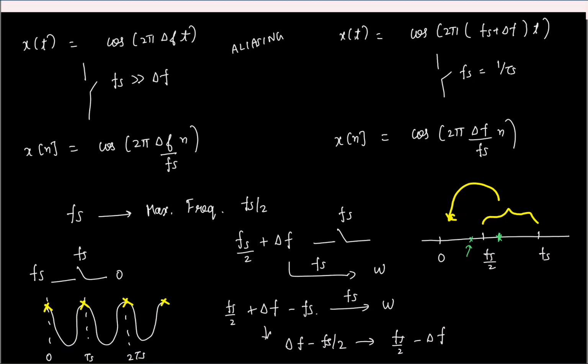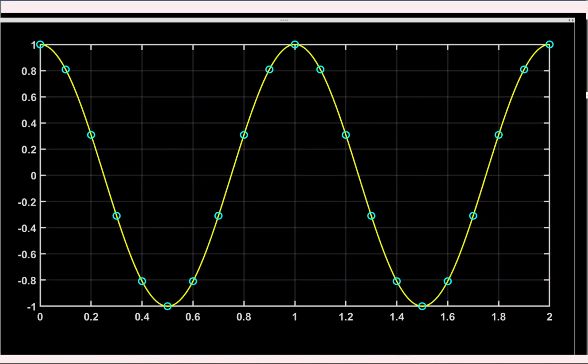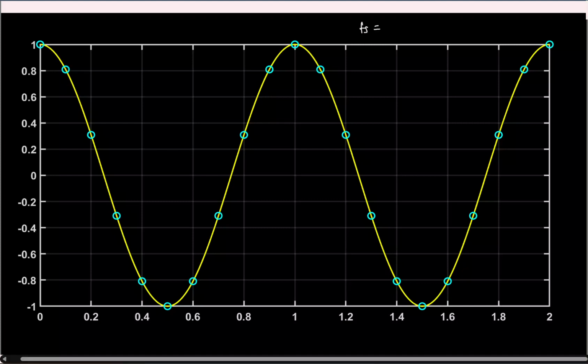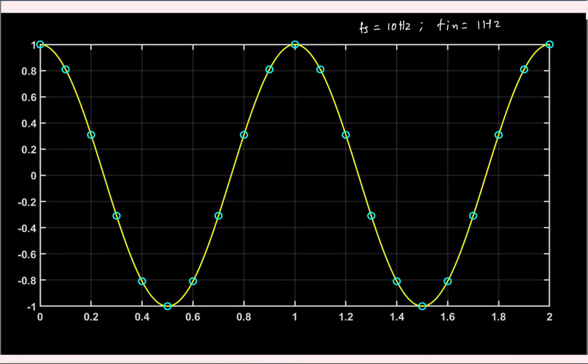Cool. So probably I can show some examples. This is an example where I have strictly obeyed the Nyquist condition. The sampling rate is 10 Hertz, and my input is 1 Hertz. The yellow curve you see is the continuous time signal, and the blue dots are the discrete time instants that have been sampled. And it seems like it's not an issue.